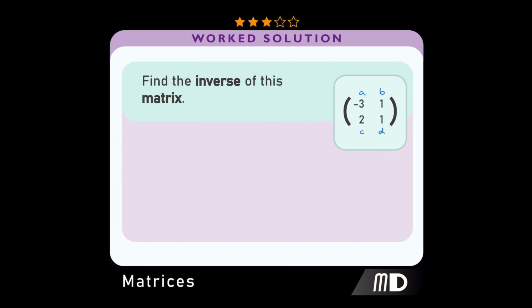Finding the inverse matrix is a 4-step process. First, we need to find the value of the determinant before confirming that an inverse exists. Then we form the adjoint matrix before finding the product of the reciprocal of the determinant and the adjoint matrix.